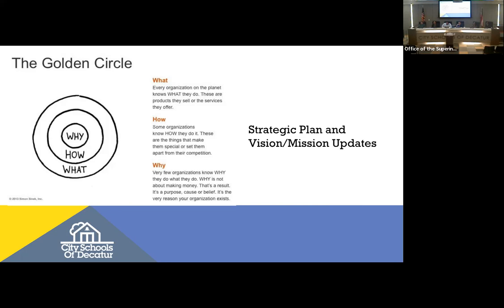Finally, we come to our what, and these we are calling our priority student outcomes. These are high-level outcomes crafted to intentionally keep our focus on students as the main purpose of all of our work in CSD.